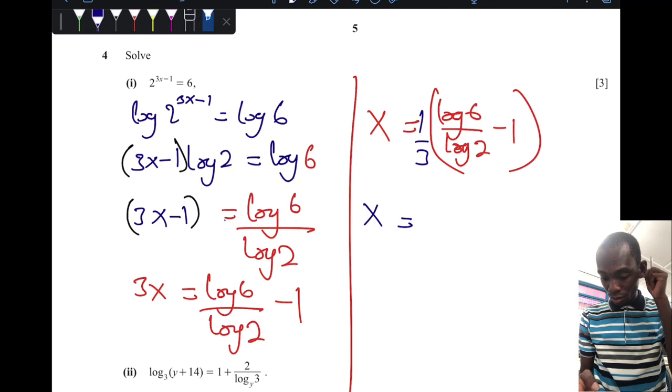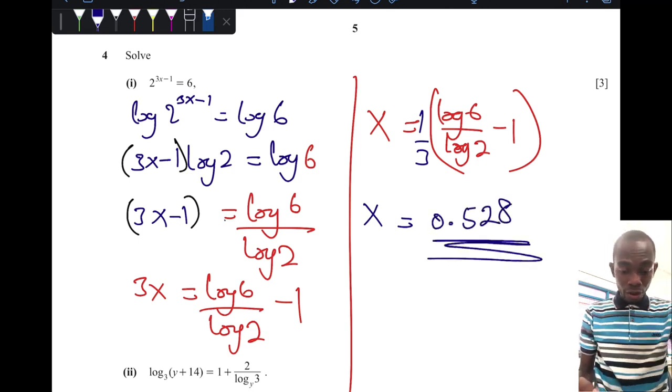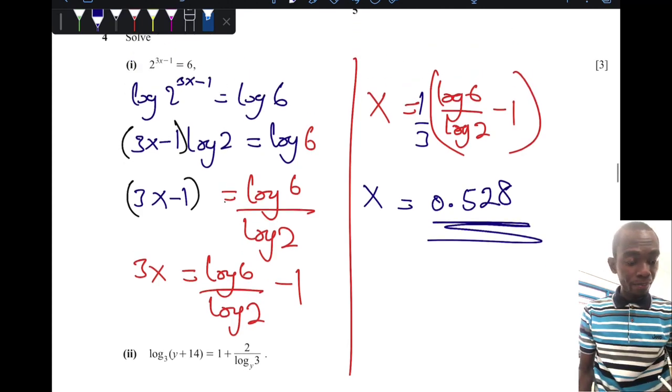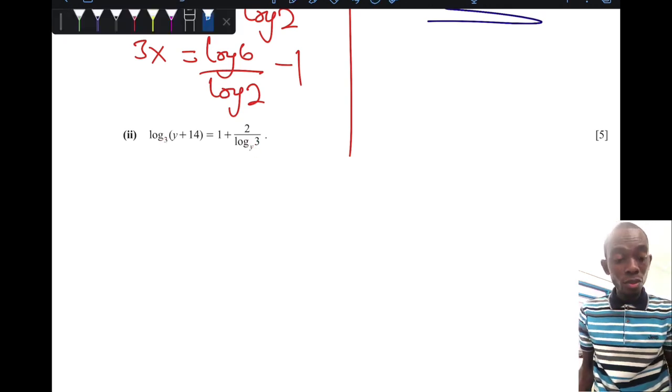And then let's see, 1/3 times log 6 over log 2 minus 1. Yeah, and then the calculator says I get 0.528. Okay, I can cross-check that. And then I have this. Well, check here. There's a base of y, base of 3. Bad news. Change all to the same base. Okay, so let me work on this one first.